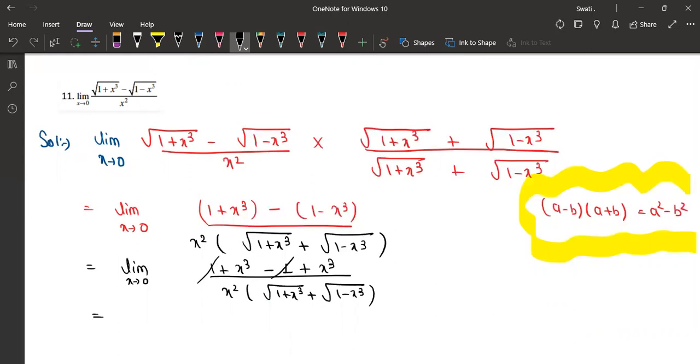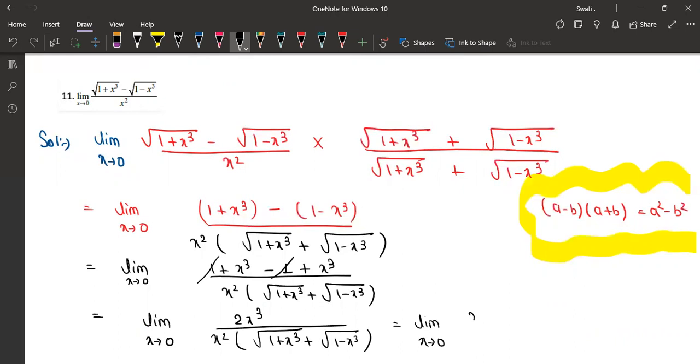So what we are getting is limit x tends to 0, x cube plus x cube is 2x cube upon x square as it is, and this is root over 1 plus x cube plus root over 1 minus x cube. Now here I can see that this is x cube and this is x square. So of course that will become limit x tends to 0, only 2x upon root over 1 plus x cube plus root over 1 minus x cube.